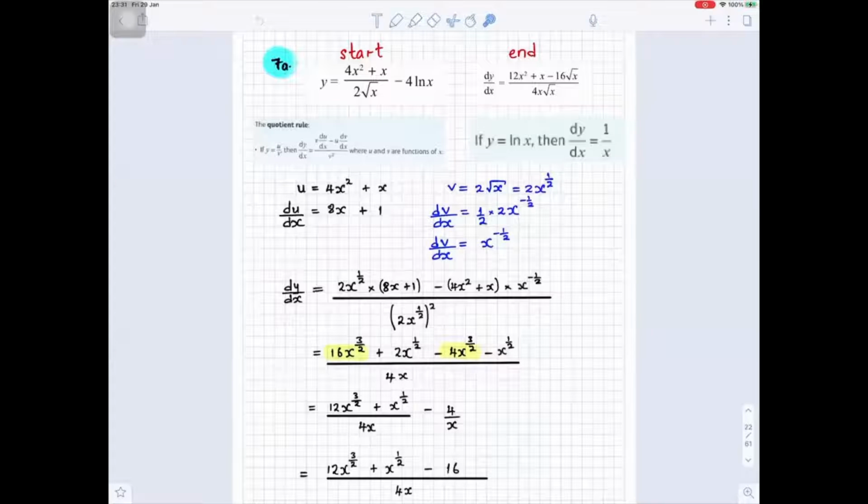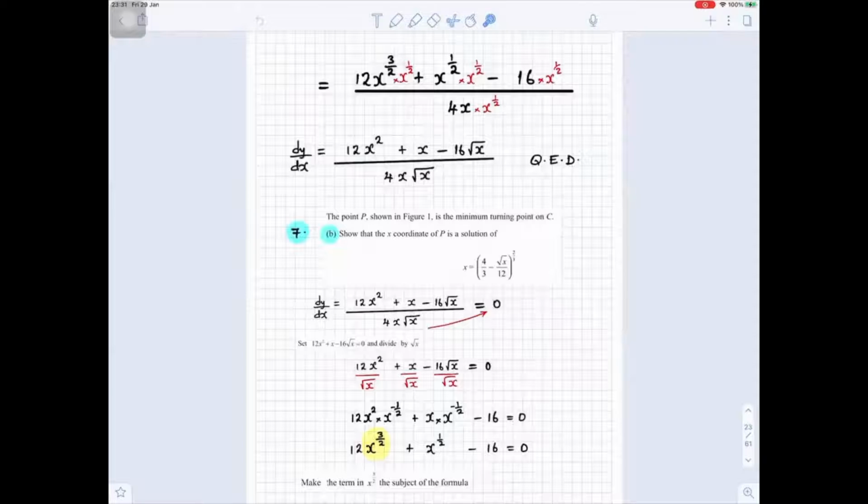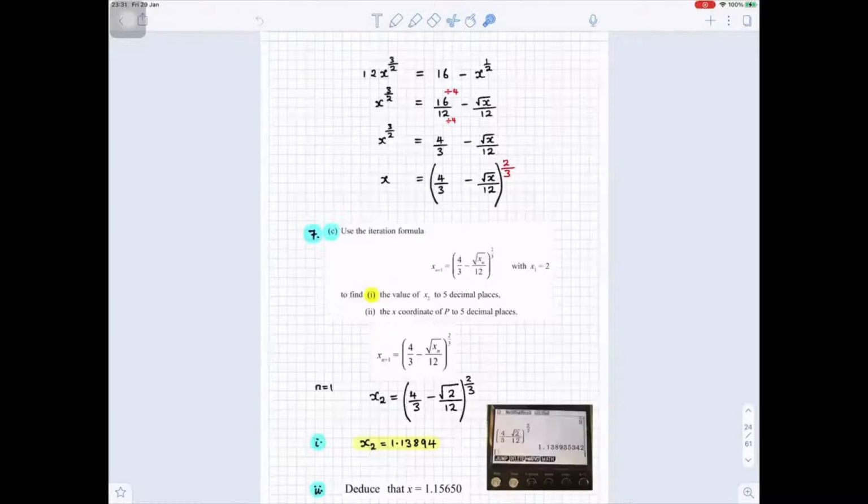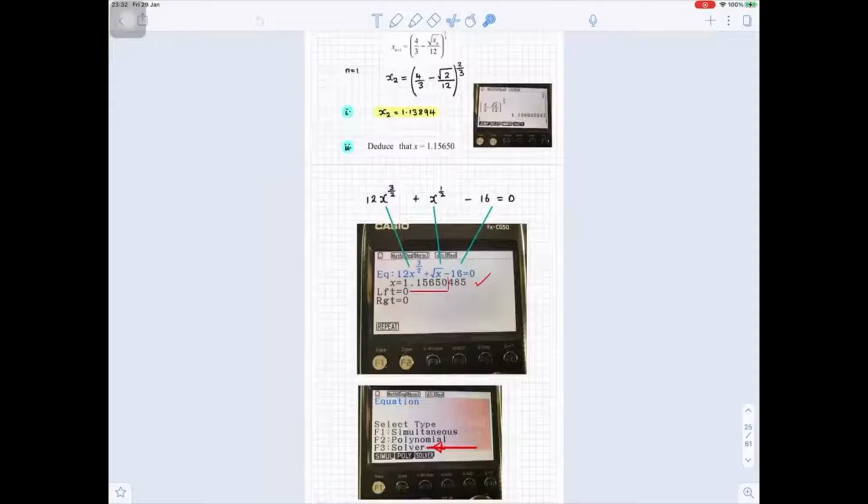So that's the first part of question 7a. And this shows completion of 7a and the first part of 7b. And this shows 7c, part 1 and part 2. And this shows how you can use the equation solver to solve that equation.